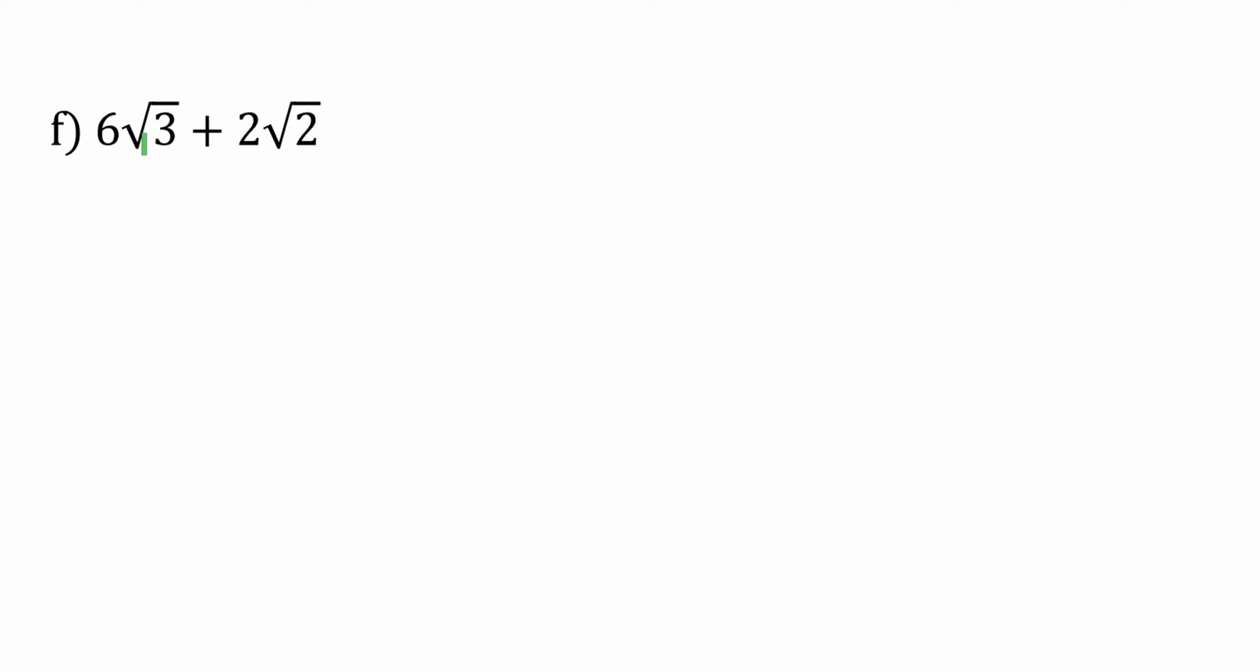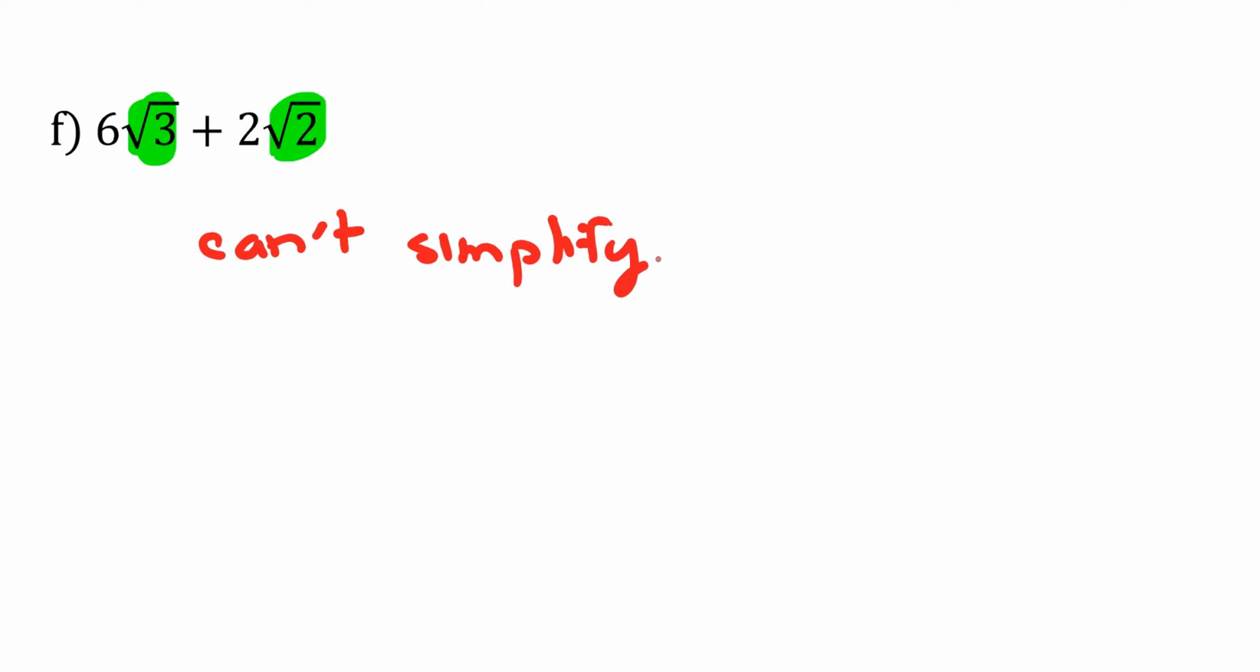All right, let's move on to letter F. Now for letter F, I have a root 3 and a root 2, so those are not like radicals. The inside numbers inside the radical sign are not the same, so you can't combine these. So this one you just can't simplify. You can only combine radicals if the inside numbers are the same in the radical sign. So you can't simplify, and your final answer is just the original question.